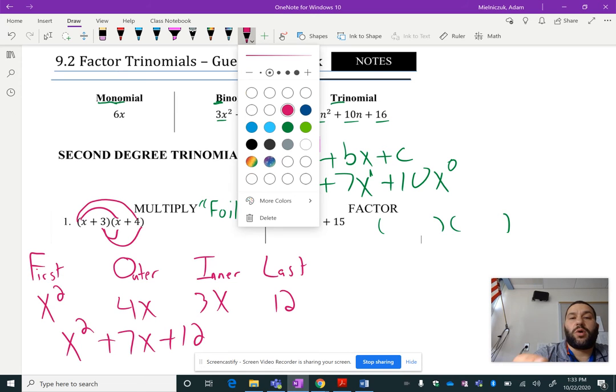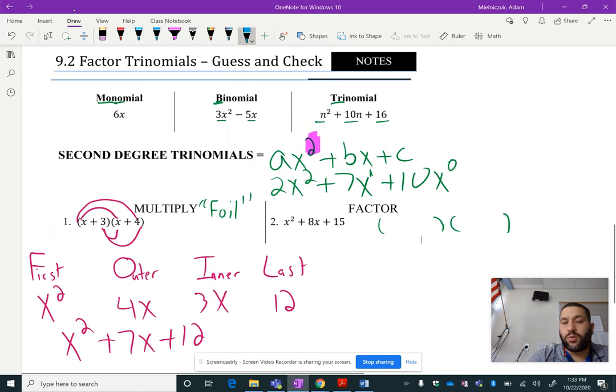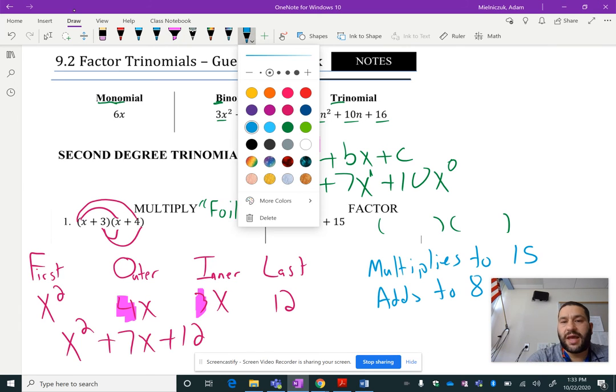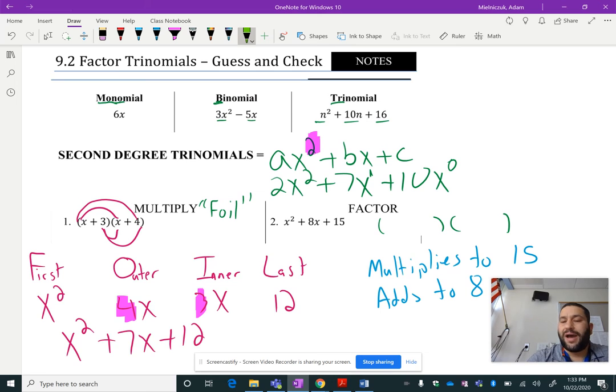Now, for the other one, we're going to factor it, which means we're going to go backwards to two sets of parentheses. And you have to ask yourself the following questions. What multiplies to 15, but at the same time adds to 8? And we can see that in the other problem. We can see that 3 and 4 multiply to 12. 3 times 4 is 12, but add to 7. All right, so let's think about this. What multiplies to 15, but adds to 8?